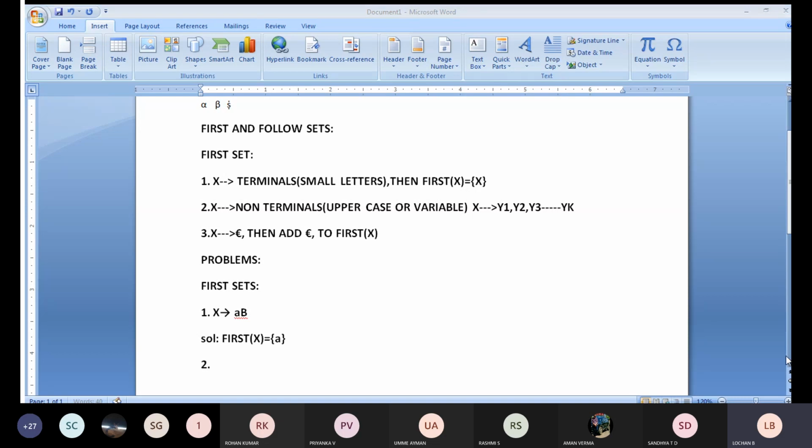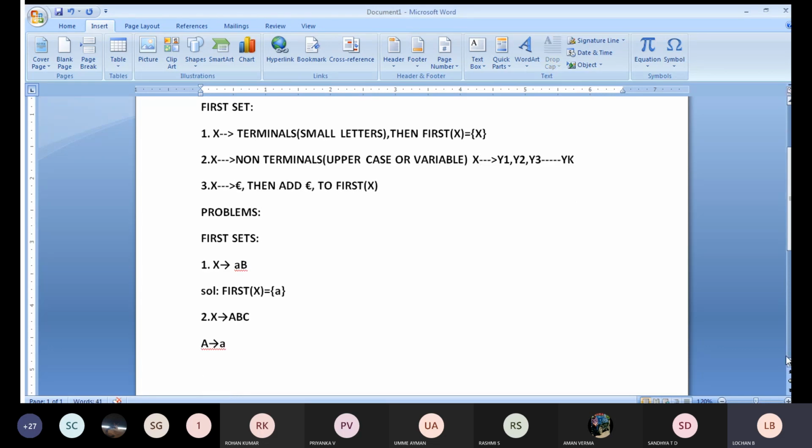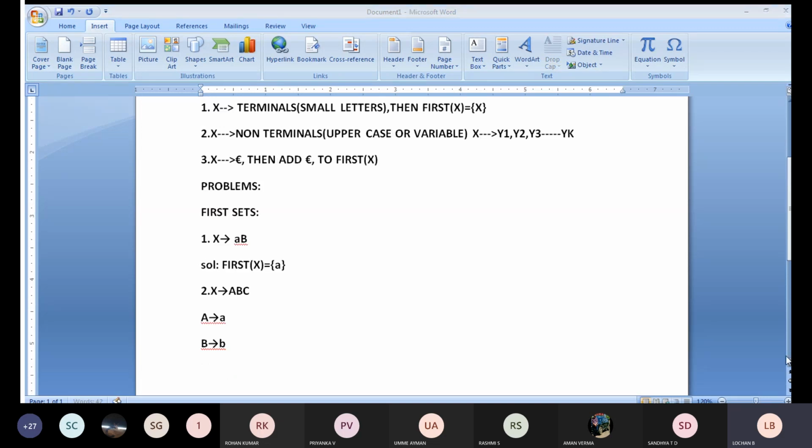If you see the second problem, for example, X implies A B C, I'm going to continue my A production here. A implies small a. Next I continue B implies small b, then C implies small c. If you see this question, you have not got epsilon in this case. You got only non-terminals here.